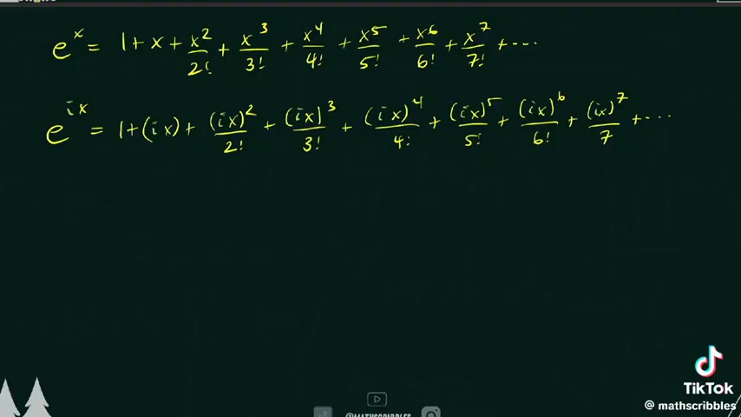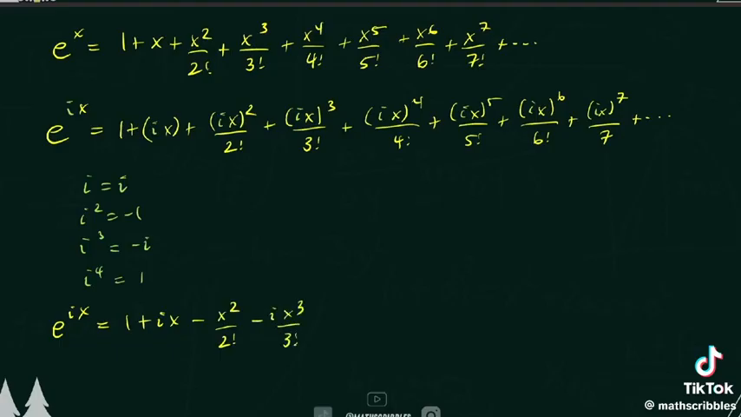Before we continue, keep in mind that i is just i, i squared is equal to -1, i cubed is equal to -i, and i to the fourth is going to equal 1, and it will continue that pattern on and on. So then that means that e to the ix is now going to equal 1 plus ix minus x squared over 2 factorial minus i x cubed over 3 factorial plus x to the fourth over 4 factorial, and that will continue that same process for every power there.